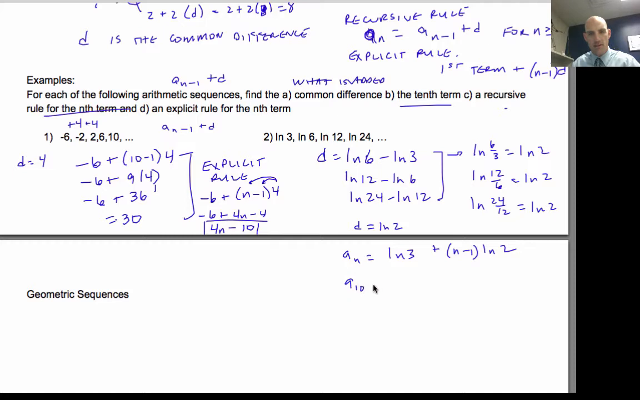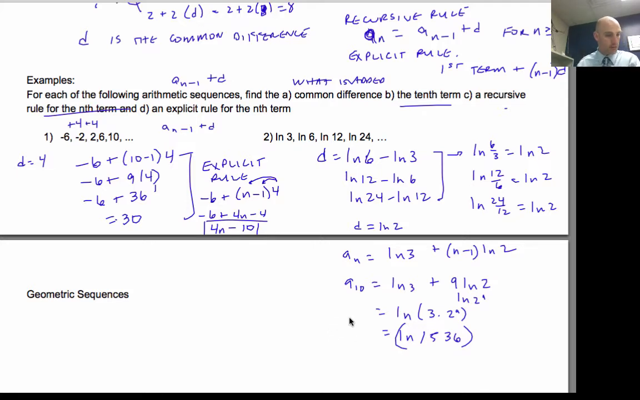So a sub 10 is equal to the natural log of 3 plus 9 natural log of 2. Well, when I combine those things, which I can do, I'm going to end up with the natural log of, and this is actually the natural log of 2 to the 9th power, remember, because the exponent comes out front. So this is the natural log of, and then addition means multiply, so 3 times 2 to the 9th, which is equal to the natural log of 1536. That's my 10th term.